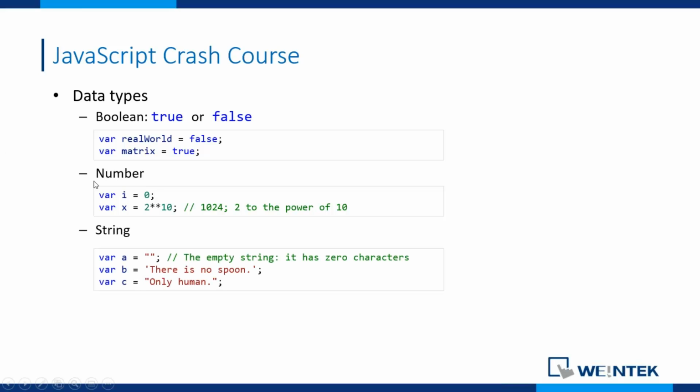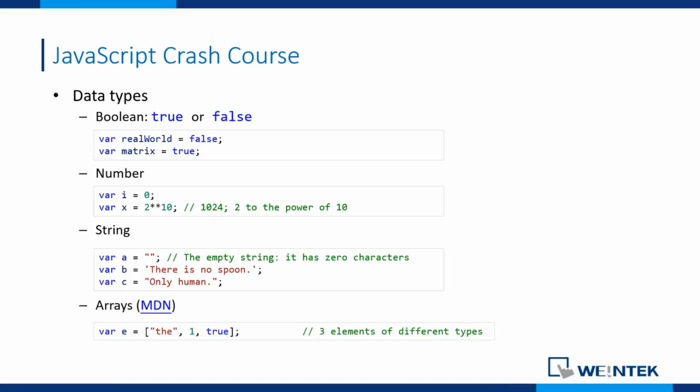And then you have string, and by using string, you can use double quotation or single quotation. If you have written EasyBuilder Pro macros before, it's kind of hard to use string because you have to use character arrays to write a simple string. But in JavaScript, you can just use quotation to write your string.